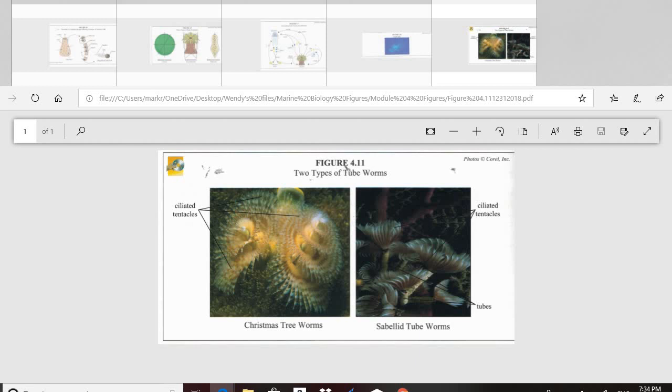Yeah, so I guess that's all I am going to say about phylum Annelida. Your book does talk about some different worms that are in that category. They mentioned the tree worm and a tube worm, but I generally just want you to know the general characteristics of these rather than trying to focus on specific organisms.